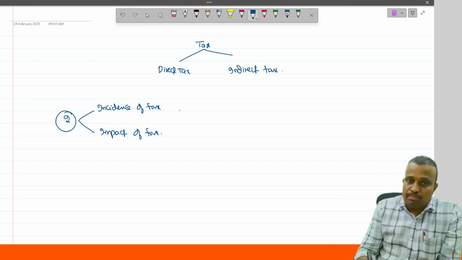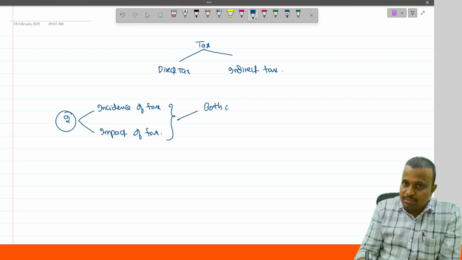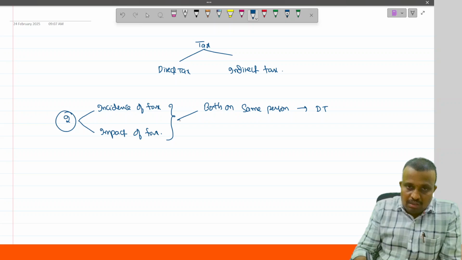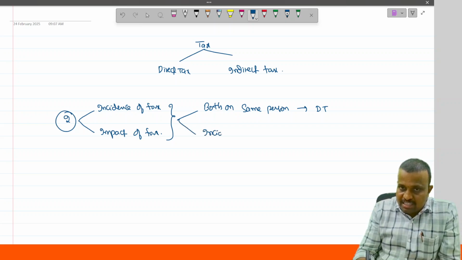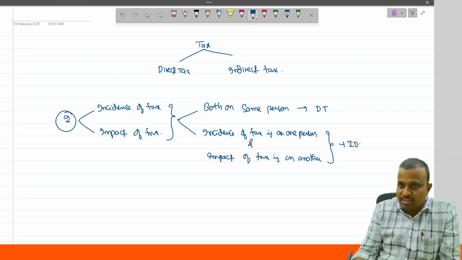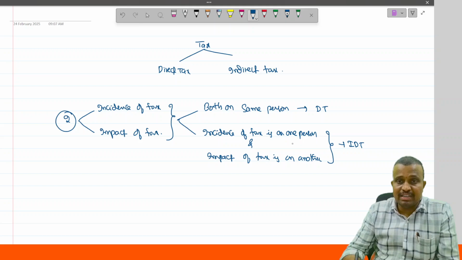So based on these two factors, if both are on the same person, then that tax is said to be a direct tax. Or if incidence of the tax is on one person and impact of the tax is on another person, then the tax is said to be an indirect tax.